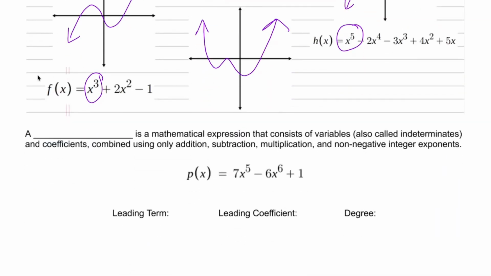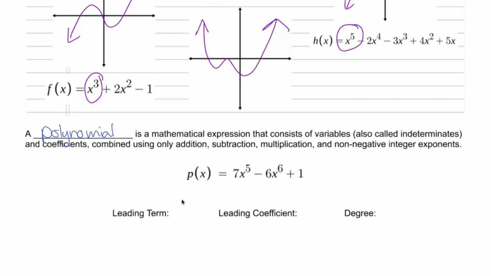But what we have is a polynomial. Hold on, let me write this out. A polynomial is a mathematical expression that consists of variables, also called indeterminates, and coefficients combined using only addition, subtraction, multiplication, and non-negative integer exponents. Okay, so no square roots around the x. x is not allowed to be in the denominator unless it simplifies. Positive exponents attached to x.